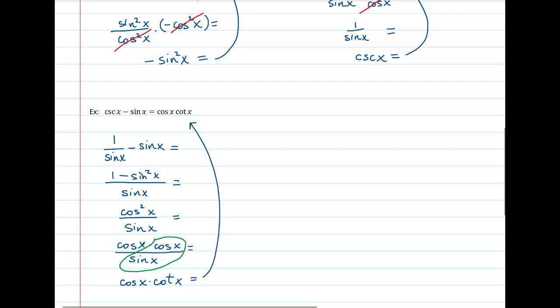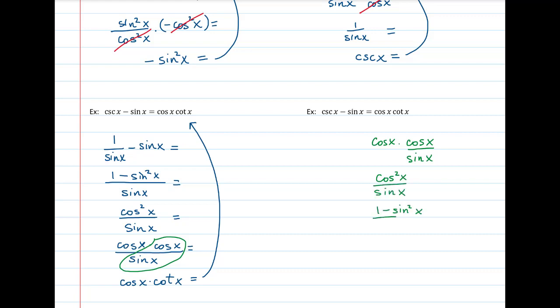It's verified. Now, just to show you that you could verify the same identity but work on the other side, just to show you that it works either way, I'm going to start on the right side here. And if you've already done one side, you already have enough insight to do it. Sometimes it's easier to see it one way or the other. Again, the rule of thumb is to start on the more complicated side, but you can verify it starting at any side. You got to pick one side though.